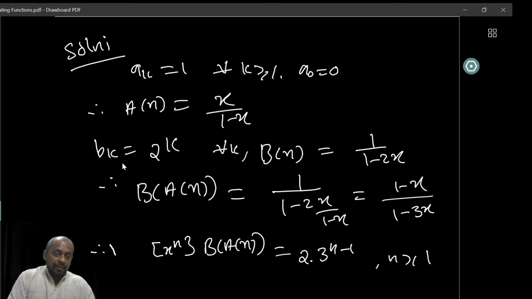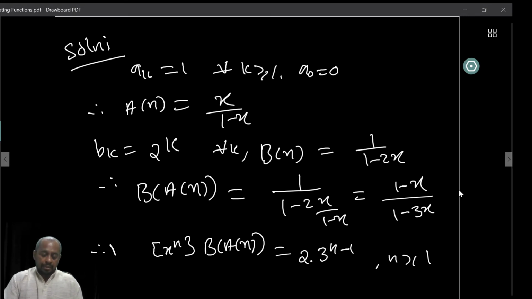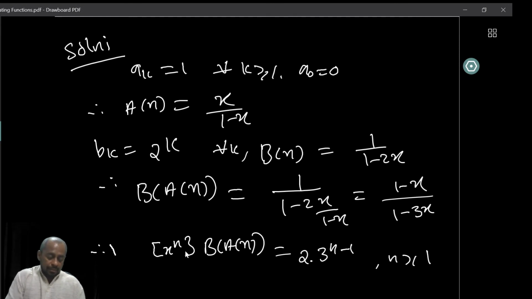So B of A of x is now substituting for x in B. So x becomes A of x, which is x by 1 minus x. So 1 by 1 minus 2 into x by 1 minus x, which is 1 minus x by 1 minus 3x. Now this is 1 by 1 minus 3x minus x by 1 minus 3x. So I can find the coefficient of x raised to n easily. And you can work out and show that this is equal to 2 into 3 raised to n minus 1 for n greater than or equal to 1. And when n is equal to 0, this will be equal to 1. You can verify that. So therefore you get the solution.